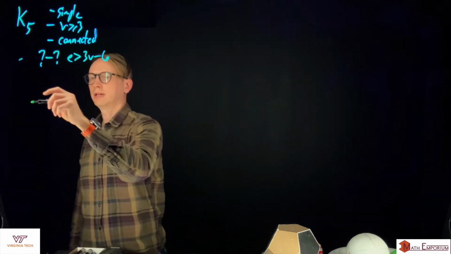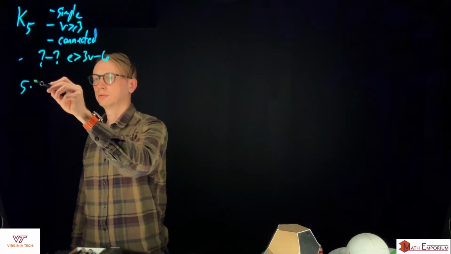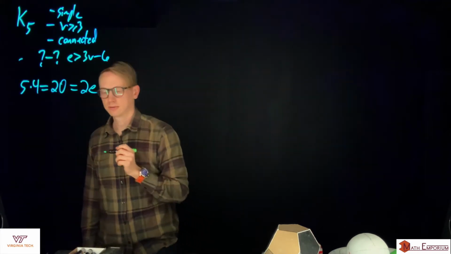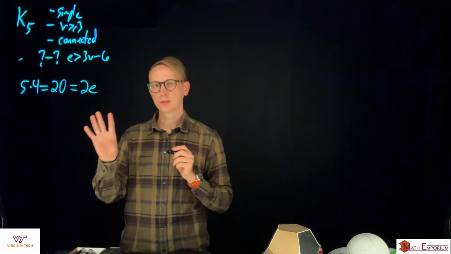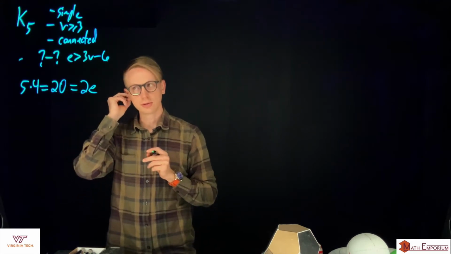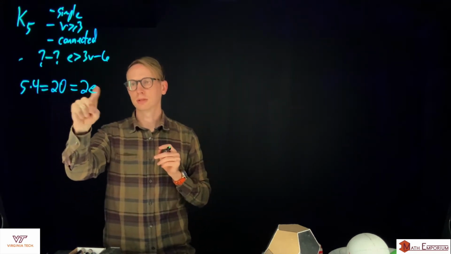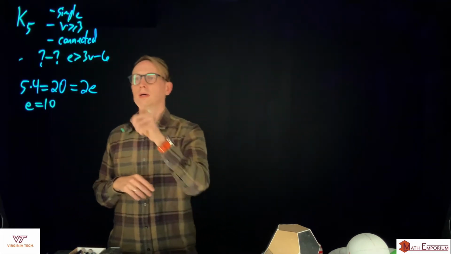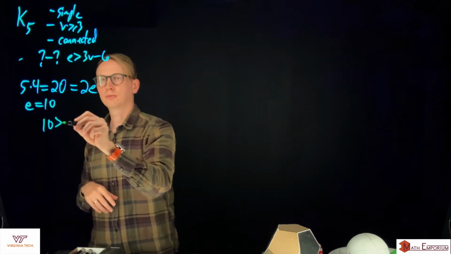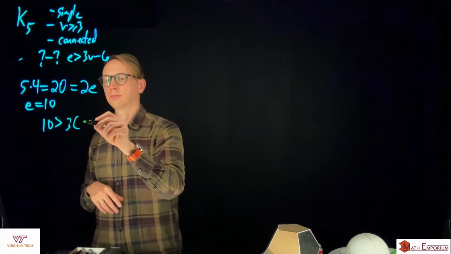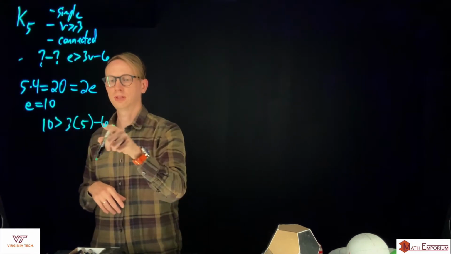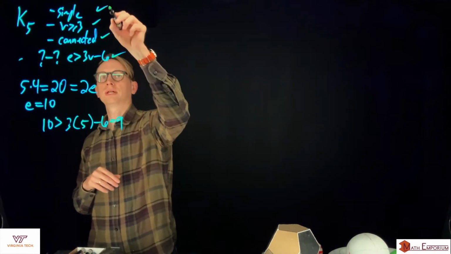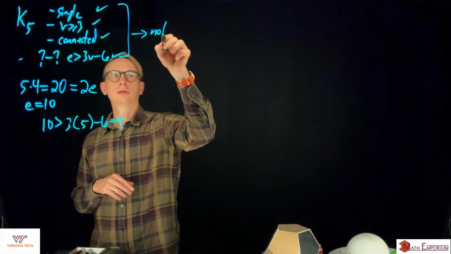Alright, so K5 has 5 vertices of degree 4. Make sure that makes sense to you, right? It has 5 vertices. Each vertex is connected to 4 other vertices. And so the sum of degrees is 20, so it looks like E is 10. 5 vertices, so let's see, is 10 greater than 3 times 5 minus 6? 15 minus 6 is 9. Yep. Right, so since all of these are checked, not planar.